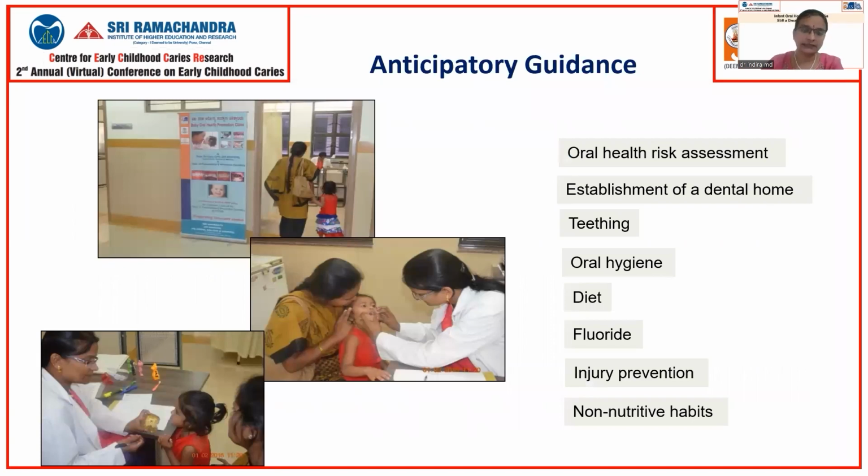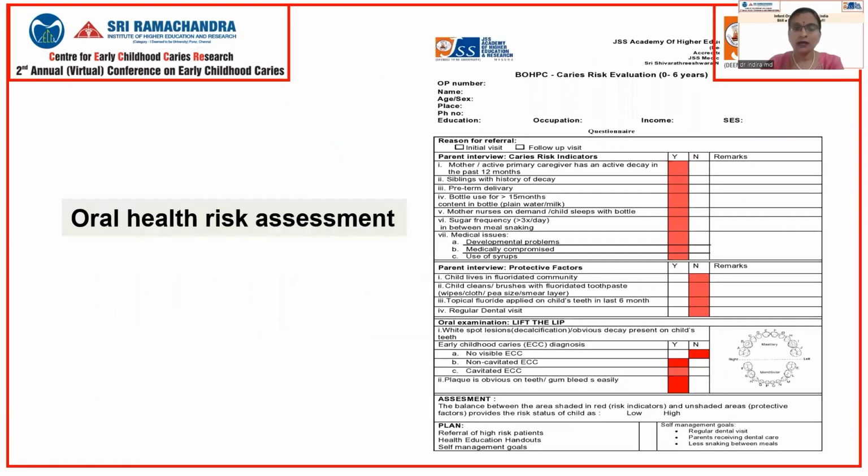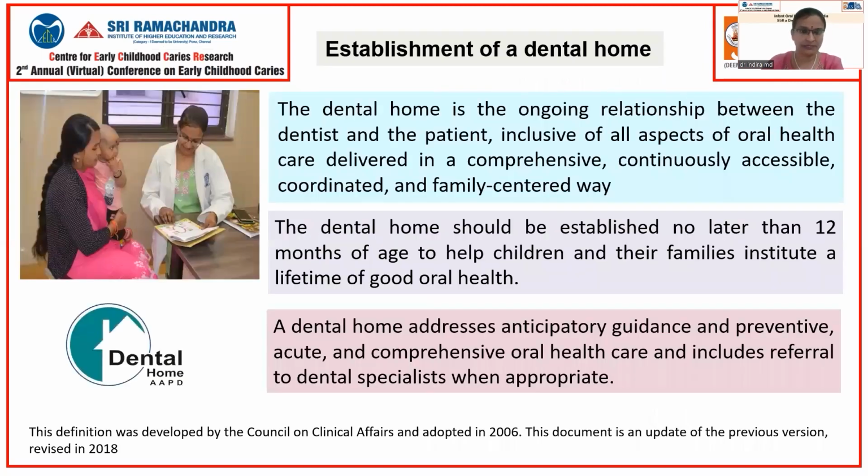So in this clinic, we give anticipatory guidance under the following headings. Oral health risk assessment is done using this proforma. This is basic. Mainly, we are following the CAMBRA caries risk assessment because this was more detailed for the risk assessment. And once the risk is assessed, the low risk patients are followed up every 6 months, and high risk patients are followed up every 3 months.